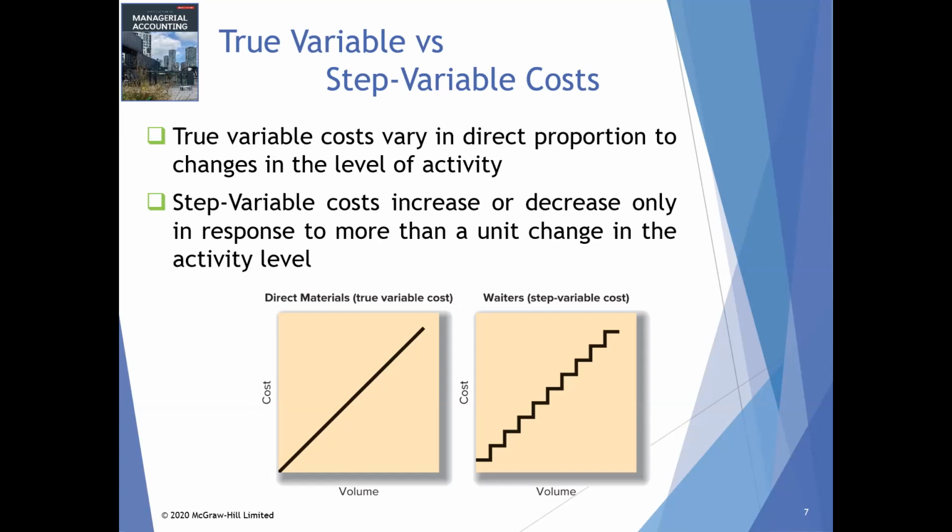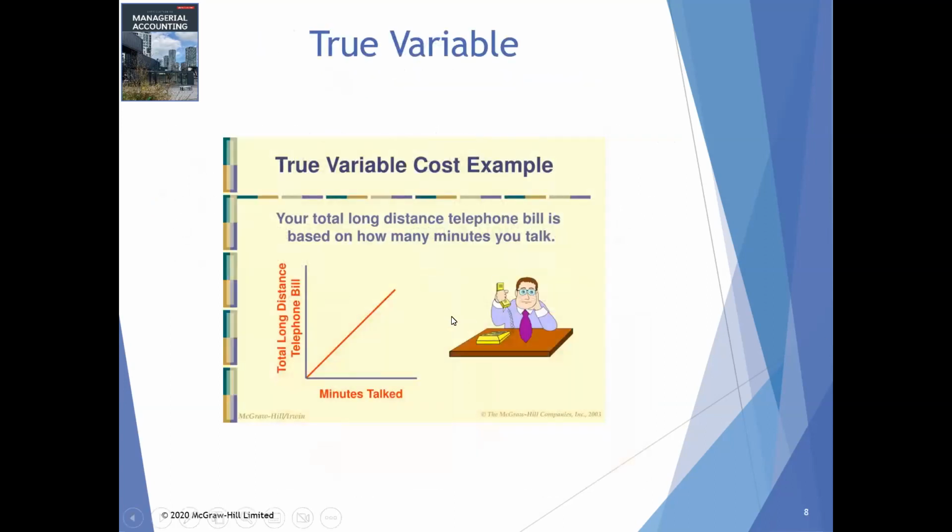So no doubt this is a variable, but this will be against the step, against the level. Again, 20 more clients have come. Now that space, if the space is good enough, but again one new machinery is required, right? It means the maintenance cost will also increase. So step by step. That is known as step variable cost, that increases or decreases only in response to more than a unit change in the activity level. So now look at this.